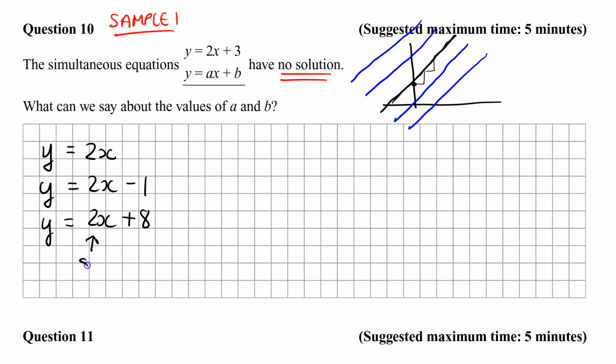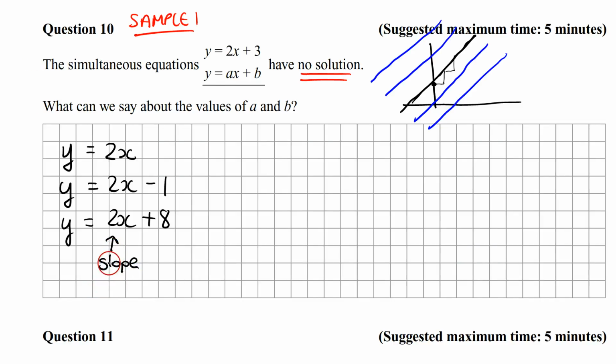So here is the slope, or the rate of change. That means that the slope must always be 2 in order for them to be parallel, which means that A must always be 2. Now the value of B can be anything at all, because all B is going to do is move that black line up and down but keep it with the same slope. So we can have it any value we like.